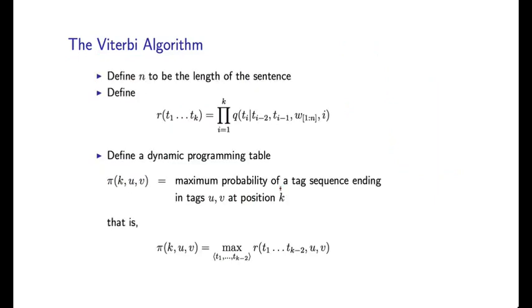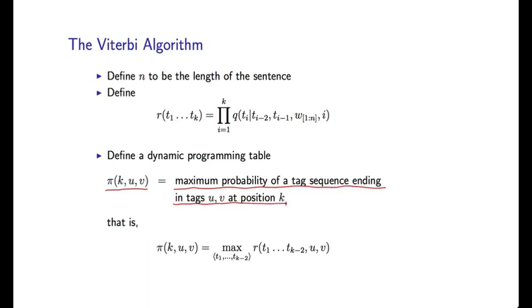So let's build up the Viterbi algorithm in this case in a very similar way to the way we saw for hidden Markov models. So a key idea will be to define a dynamic programming table. So pi(k, u, v) is going to be the maximum probability of any tag sequence ending in tags u and v at position k.